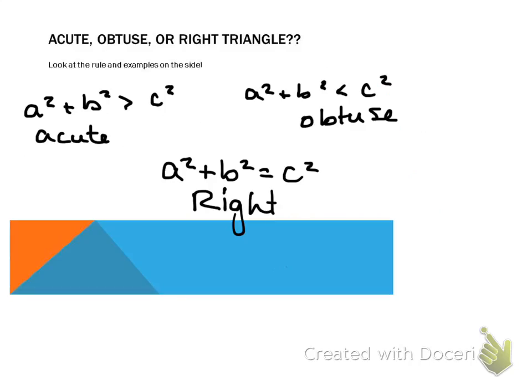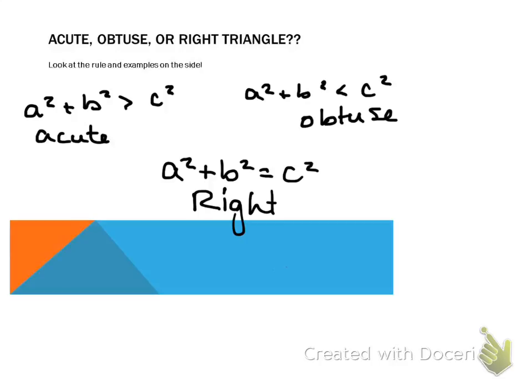Okay, and then lastly, obtuse, acute, or right angles. Here's the rule. Once you check to see if it is a triangle, to determine if it's acute, a squared plus b squared needs to be bigger than c squared. Obtuse is a squared plus b squared is smaller than c squared. And then a right angle is a squared plus b squared is equal to c squared. That's the Pythagorean theorem.